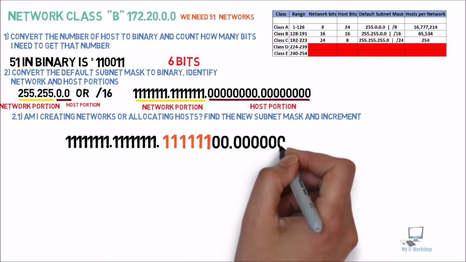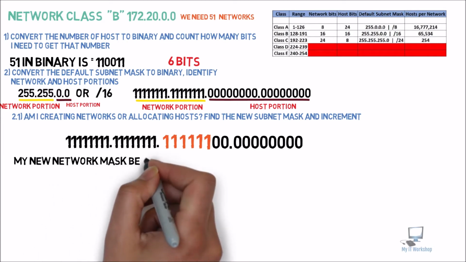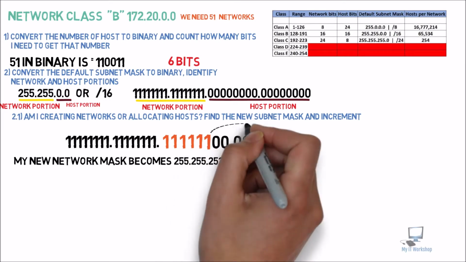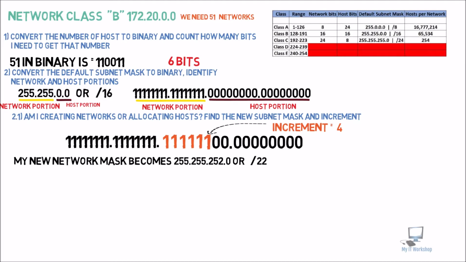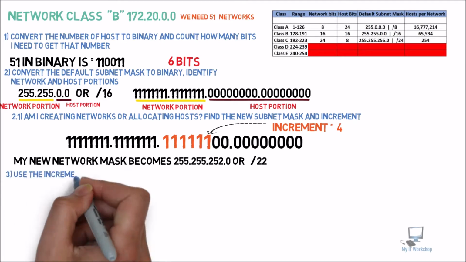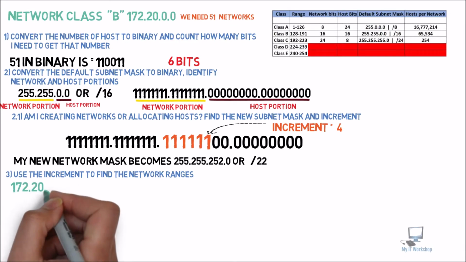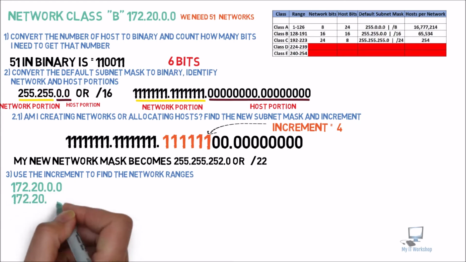Now I have to find out my new network mask, which is going to be altered. My new network mask is going to become 255.255.252.0 or /22. Now we are going to find the increment, which is the last one before the zeros. In this case, my increment is going to be 4. And the 3rd step is to use the increment to find the network ranges. I'm going to copy the example 172.20.0.0. Check that the change is going to happen in the 3rd octet, so take that into account.